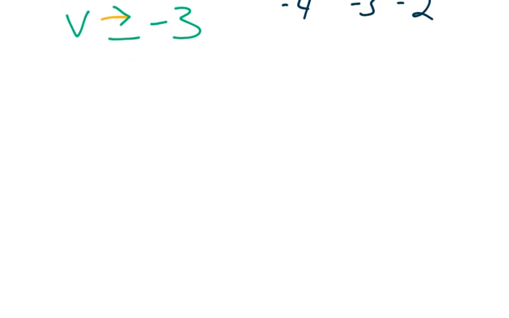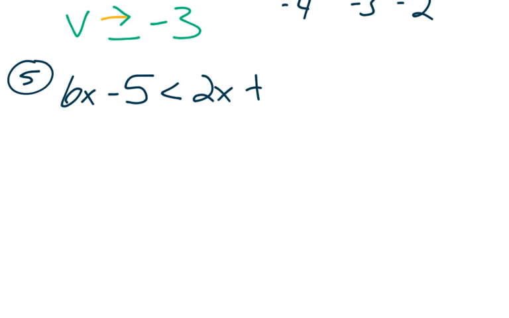Let's try something a little more complex now. Number 5. This one's going to have variables on both sides. 6x minus 5 is less than 2x plus 11. Just like with equations, we need to make a decision. Do we want to put the variable on the left, or do we want to put the variable on the right? Either way is fine. We just need to decide.